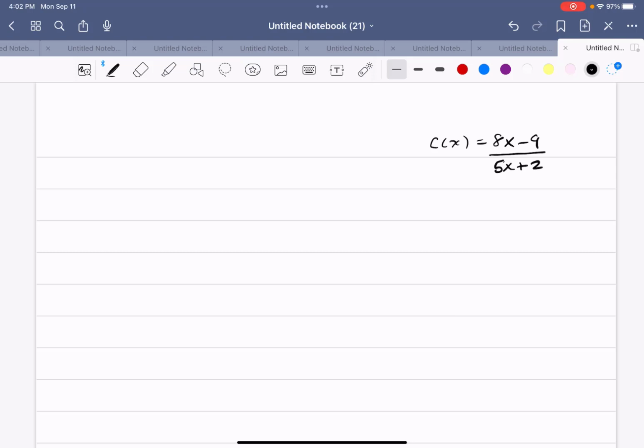Now remember that the average cost function is denoted by a bar over the C. So C bar of x is C of x divided by x units. For example, if it cost you $100 to make 10 units, that would be an average of $10 per unit. So we've got to divide it by x.